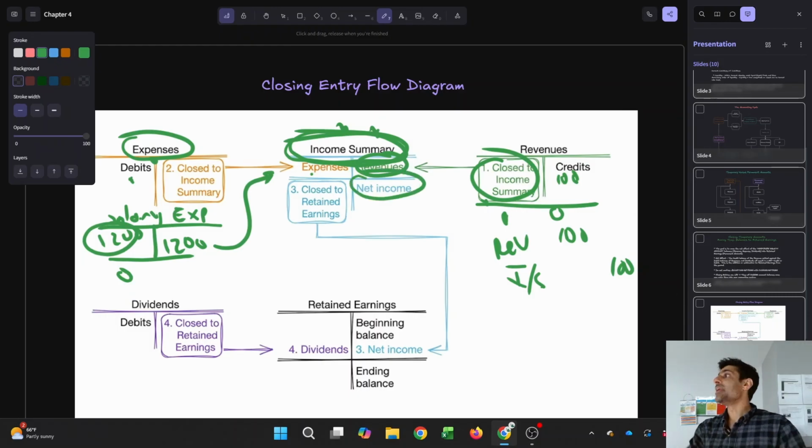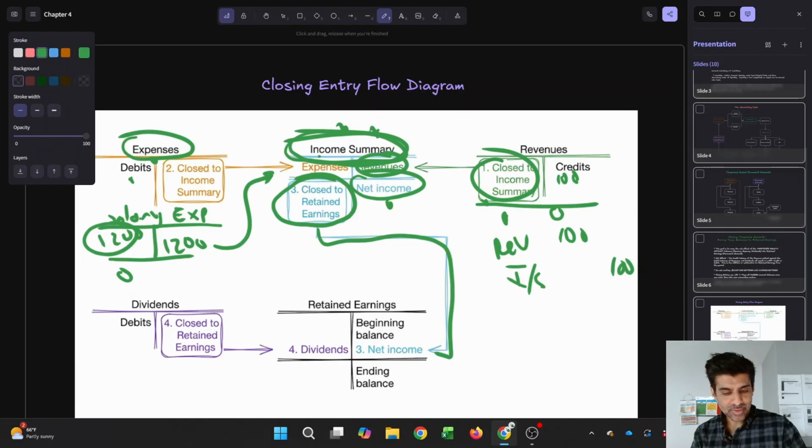Now, income summary needs to get closed. We're going to close this out because it's just a fake holder account I've created. It's not a real balance. So I'm going to zero this out. If I have a credit balance here, I will debit income summary, and I'm going to move that balance to retained earnings. That's where it's going to live.